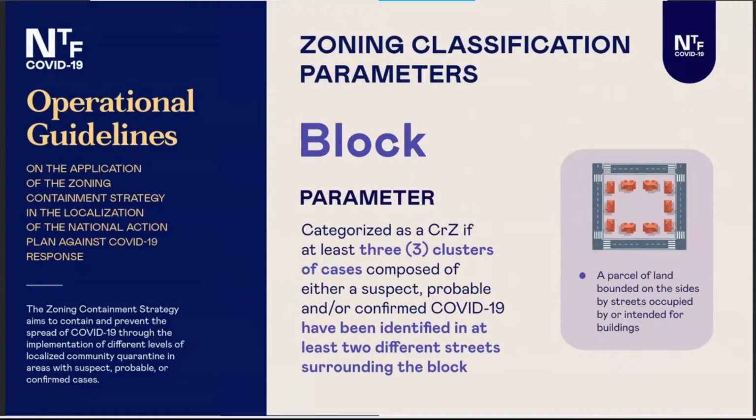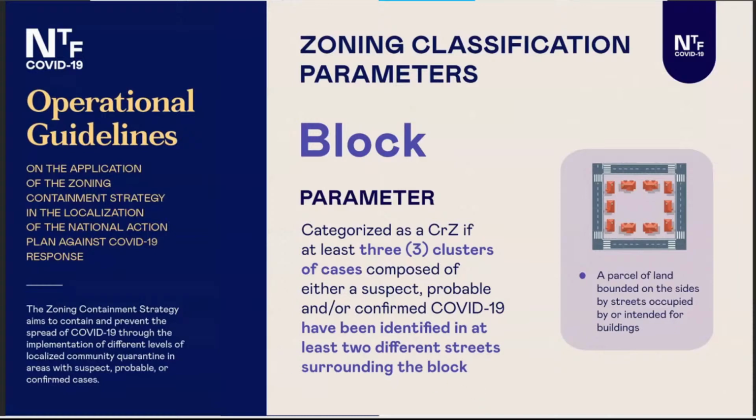Okay, next is block. So for a block, we define block as a parcel of land bounded on the sides by the streets. So if we classify a block to be critical zone or to be a lockdown area, ang parameter po natin doon, at least meron siyang 3 clusters of cases. So if we define cluster of case na 2 kaso, ibig sabihin nun, pag may 3 clusters ka, so 2 times 3, 6. Ibig sabihin, minimum, pag may 6 na cases sa isang block, that's being identified as COVID-19 confirmed, probable, or suspect in at least 2 different streets surrounding a block, we will impose a block lockdown.